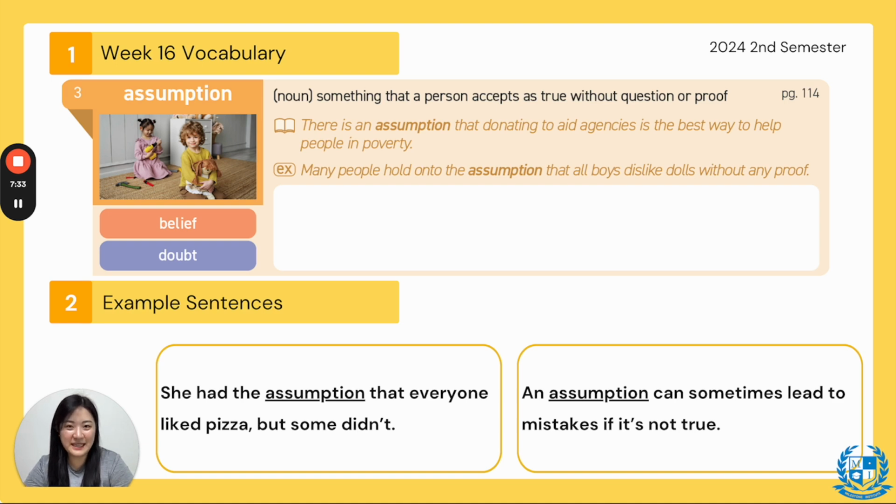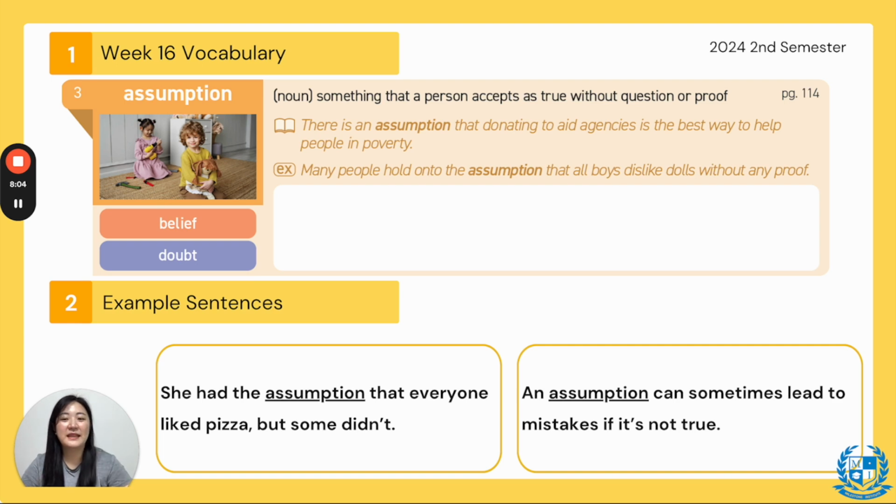Example, let's read together. Are you ready? You have to read with me. 1, 2, 3. Many people hold on to the assumption that all boys dislike dolls without any proof. Yes, boys can like dolls. It's okay, okay? However, some people have the assumption, they just guess that the boys don't like dolls. But that's not true all the time.